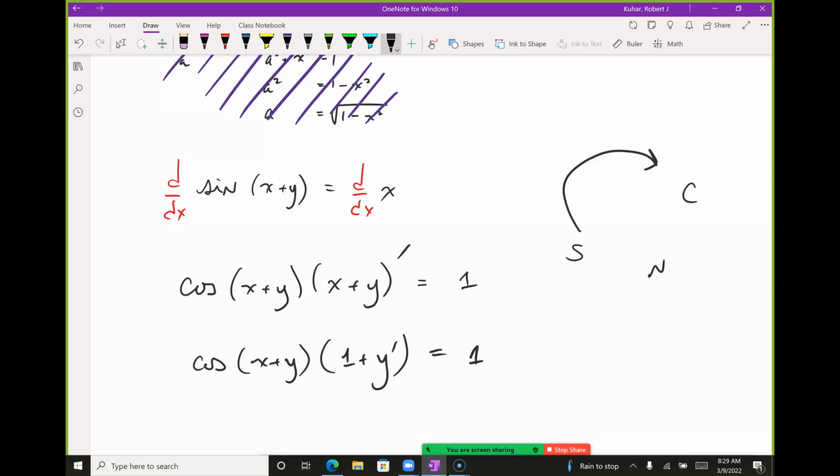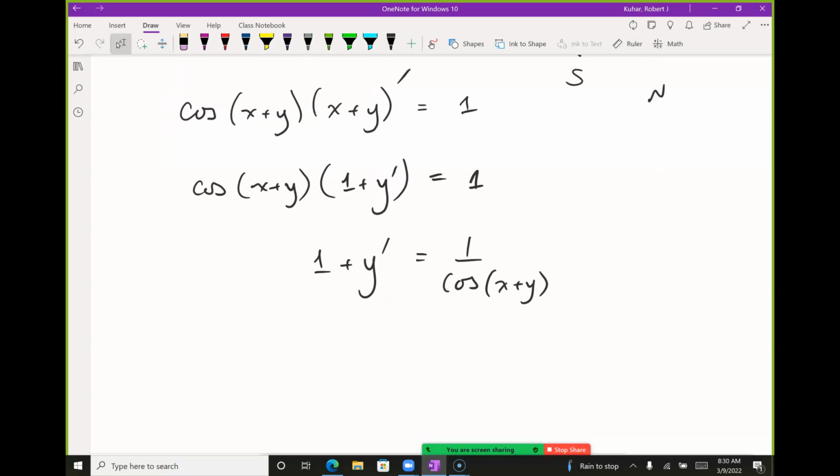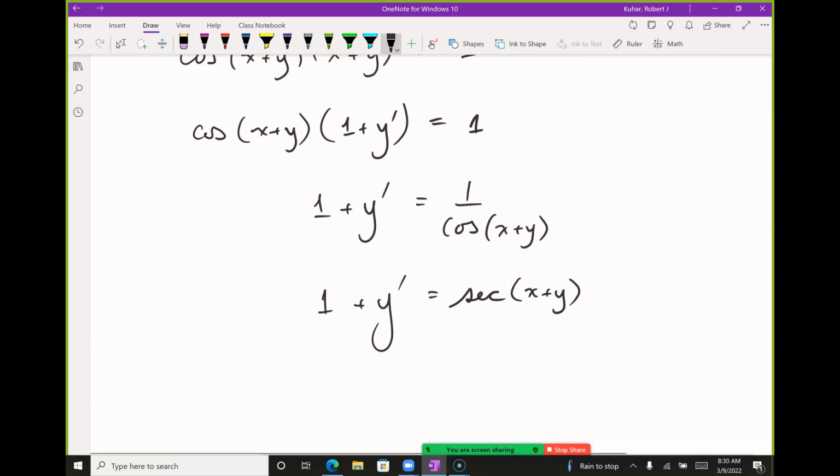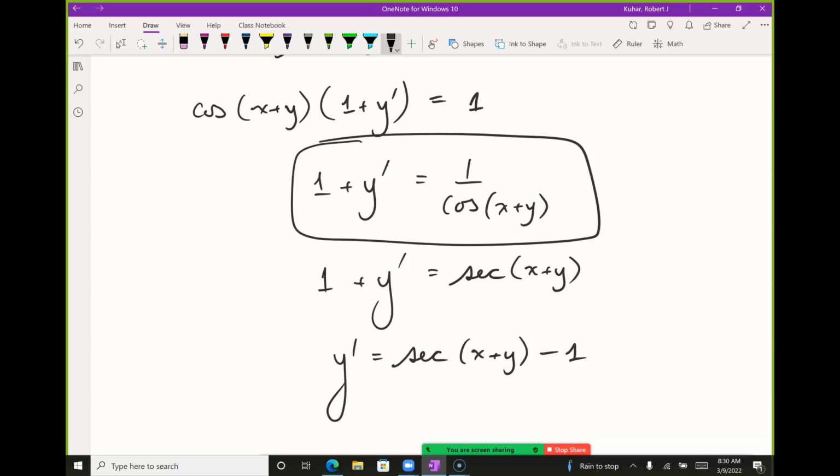I'm solving for y prime, so I'm going to divide by cosine. And of course I could rename that secant. It looks just a little prettier, certainly less pen strokes. And now I'm subtracting 1. So y prime equals secant of x plus y minus 1. So I would say this is solved in terms of secant. I certainly could have it solved in terms of cosine.